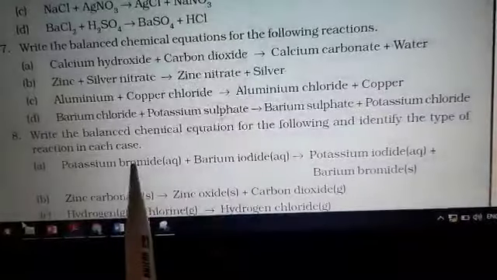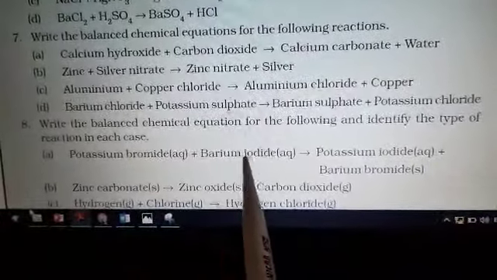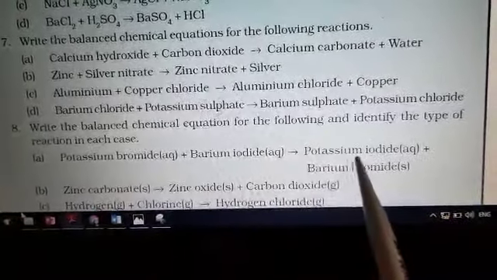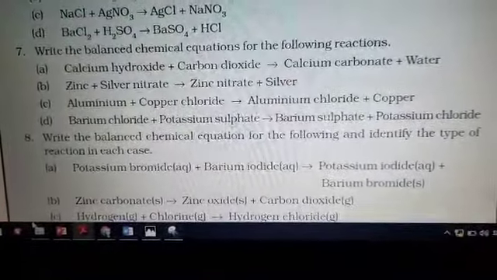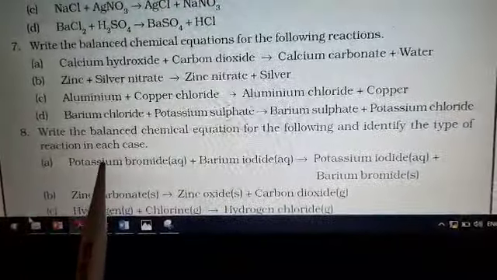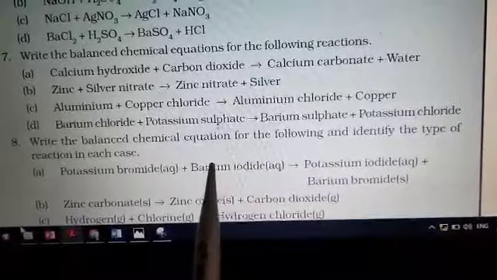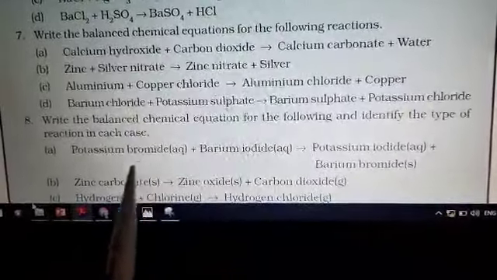How will you see that this reaction? If you see, this is potassium bromide plus barium iodide gives potassium iodide plus barium bromide, right? So what is there? Potassium, you can see that potassium is changing the ion with this iodine and barium is changing with bromine. So this is the double displacement reaction, right?